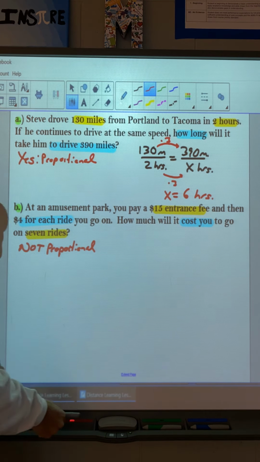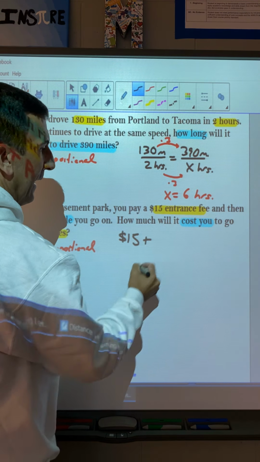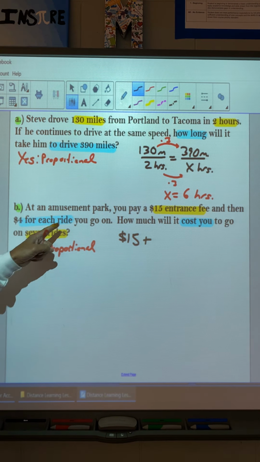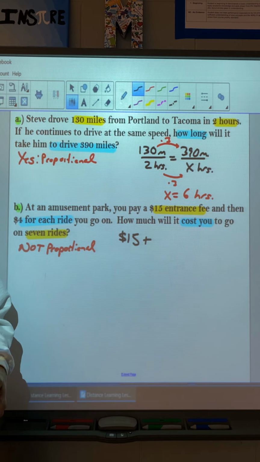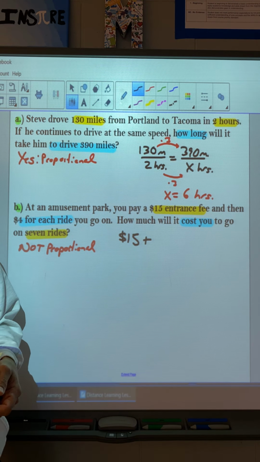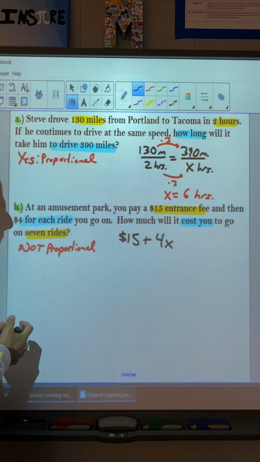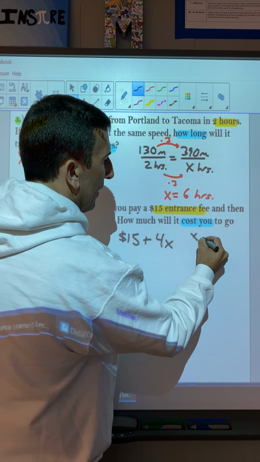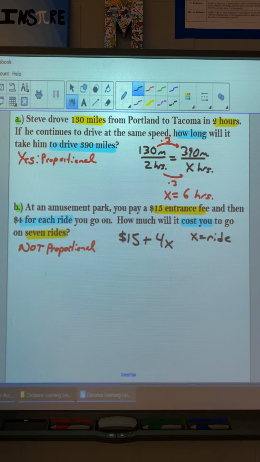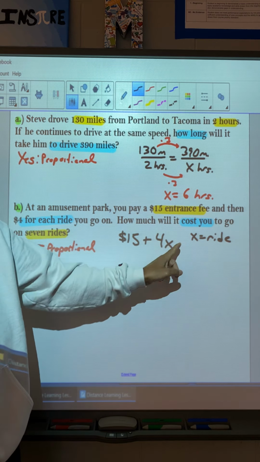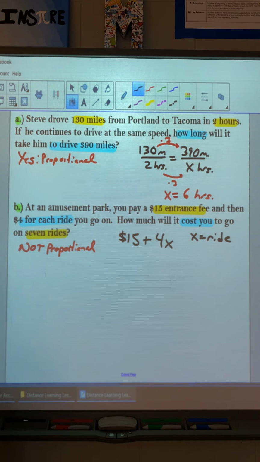Now we got to solve this. So okay, we have $15 going on. And then what do we have? $4 for each ride. So how do I write $4 per ride? Yes, Julian, thank you. Julian said, put down 4x, and x is equal to a ride. Okay, so x is my ride, it's my variable, $4 per ride plus the $15 to get into the park.